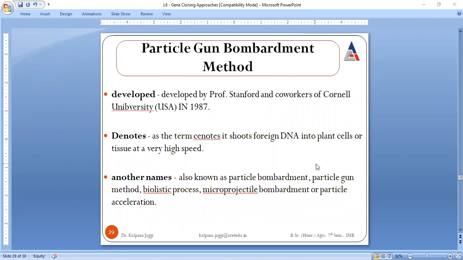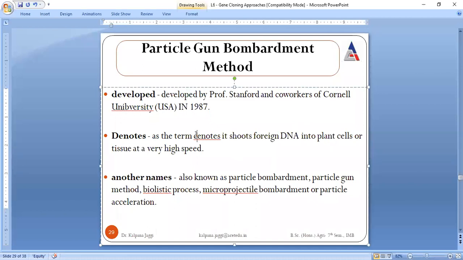The last is the particle gun bombardment method. This method was developed by the scientist Sanford and his team. And as the term denotes, with the help of a gun, a particle is being transferred into the plant cell. There are also other names for this methodology, like particle bombardment, particle gun method, ballistic, microprojectile, and so on.